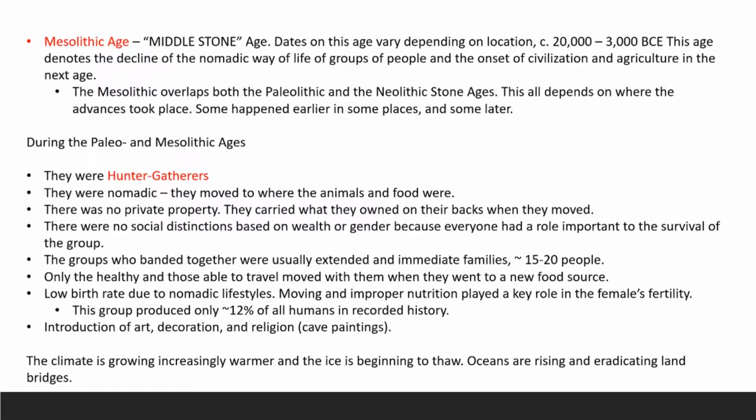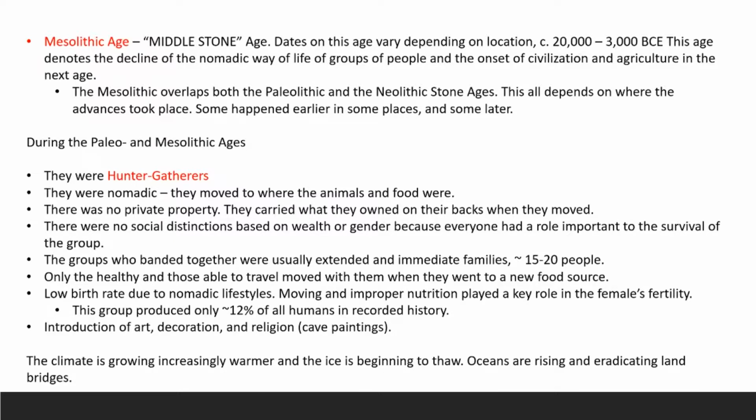Now, given that they were nomadic, their house was on their back, their tools were on their backs, their babies were on their backs. They carried what they owned on their backs when they moved. We know this because of the burial sites. There were no social distinctions based on wealth or gender. Everyone had a role important to the survival of the group, and women were able to do more gathering, to do more in the society because the fertility rate was pretty low. How do we know this? Because of the burial sites, because of geology and archaeology.